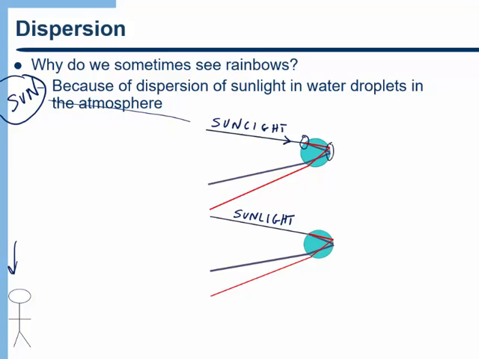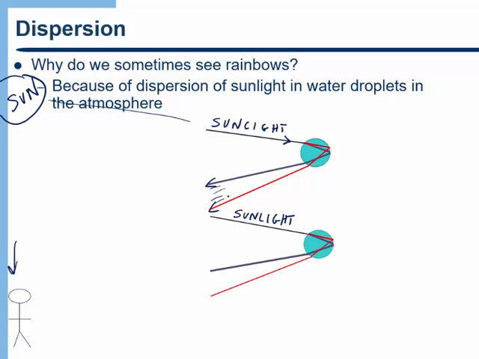Here we just have reflection at the back of the water droplet, and then we have refraction happening again. So just like in the prism, we get two refractions, and that amplifies the effect. And so what we find coming out of the water droplet is the violet light is coming out up here, the red light is coming out down here, and of course all the other colors are in between those.